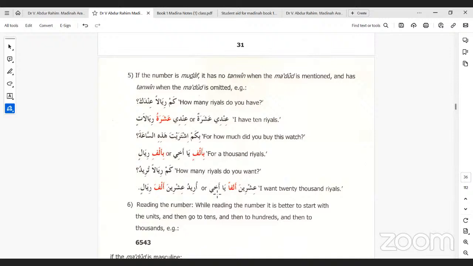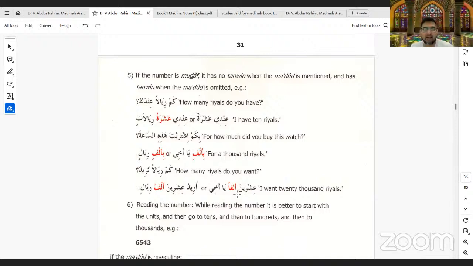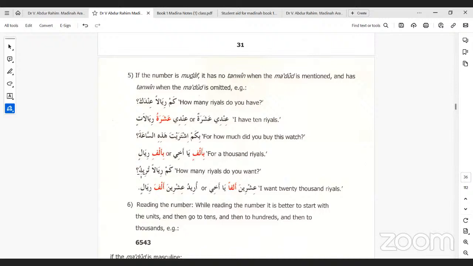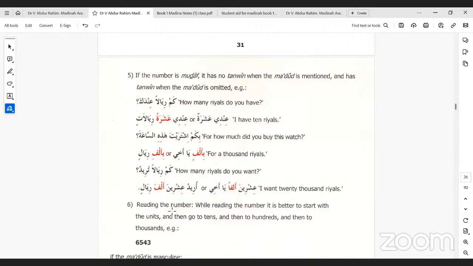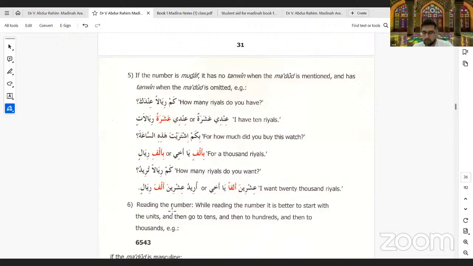Yes? But with 20 alfan, anything can come, like I want 20,000 of anything. Yeah, so 20 alfan, yes. But the thing is that the question contains which currency is needed, kam riyal. Okay. So there's a context of the situation which makes you understand what you need. 20 alfan what? Riyalan. That's the whole lesson. Allahumma salli ala Muhammad wa ali Muhammad.